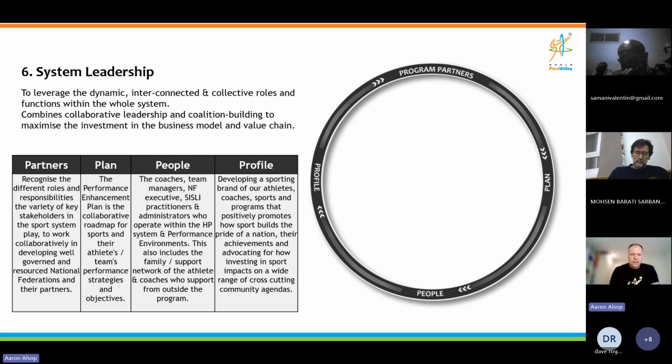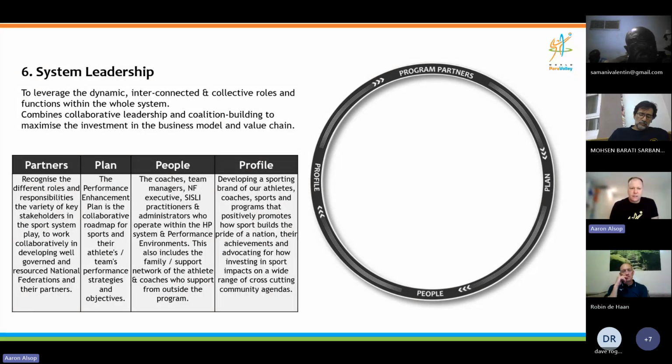And then the last thing is around the profile. What are we doing as a system to help build the profile of your sport, to help build the profile of your program and the success of your program, to ensure that that then allows us to leverage that profile to look at ways to attract investment, to support your program, to acknowledge the effort of what coaches are doing within their programs, I think is a really important piece.